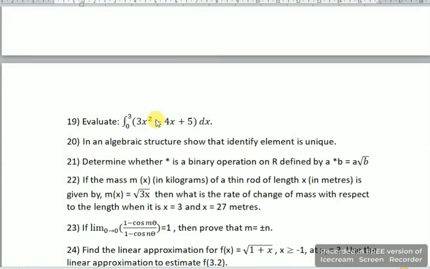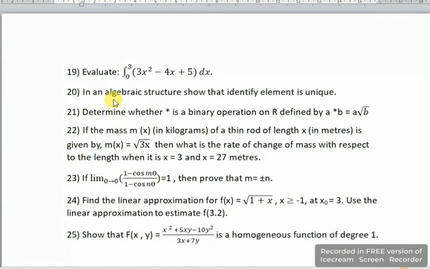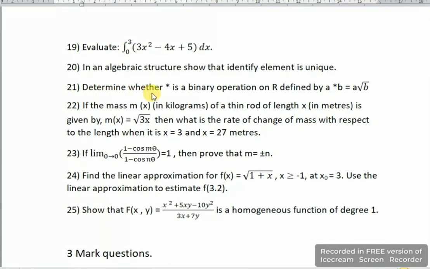Next one, evaluate integral 3x squared minus 4x plus 5 dx. Next one, in an algebraic structure, show that the identity element is unique. Next one, determine whether star is a binary operation on R defined by a star b equal to a root of b. Next one, if the mass m of x in kilograms of a thin rod of length x in meters is given by m of x equal to root of 3x, then what is the rate of change of mass with respect to the length when x equal to 3 and x equal to 27 meters?